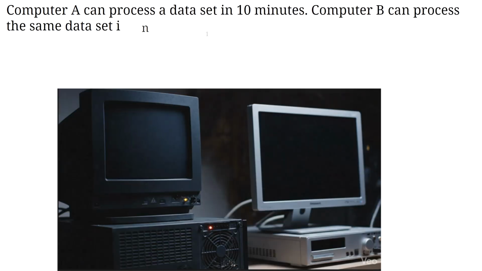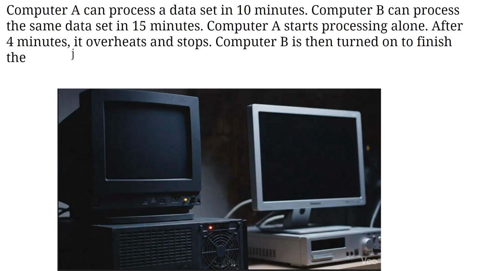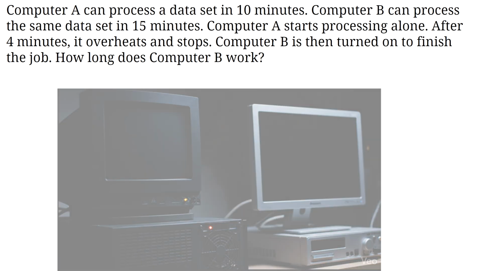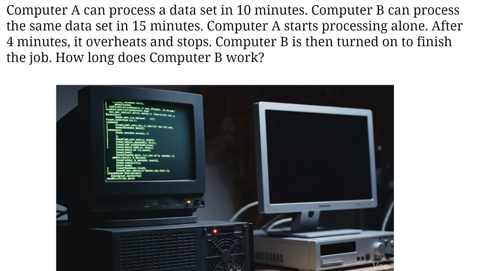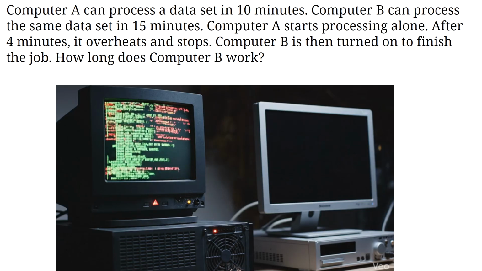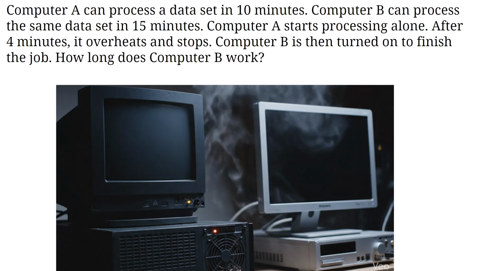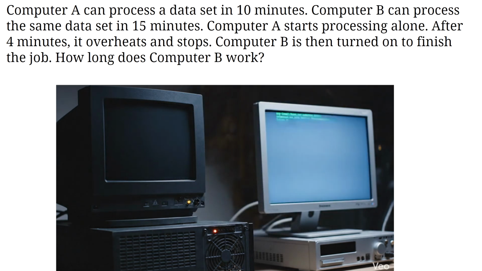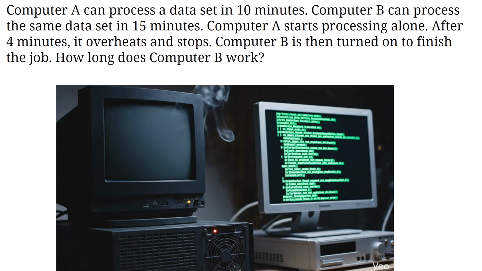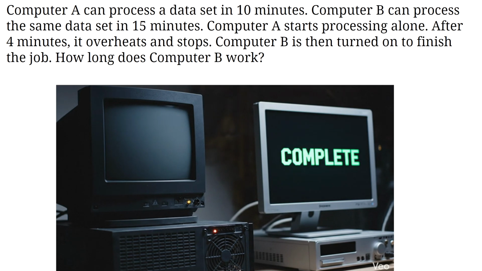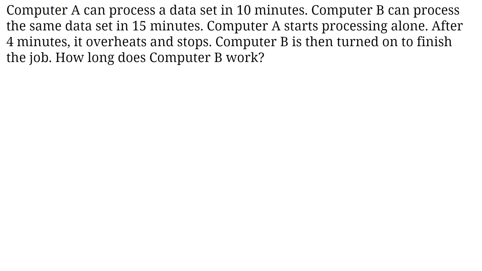Computer A can process a data set in 10 minutes. Computer B can process the same data set in 15 minutes. Computer A starts processing alone. After 4 minutes, it overheats and stops. Computer B is then turned on to finish the job. How long does computer B work?